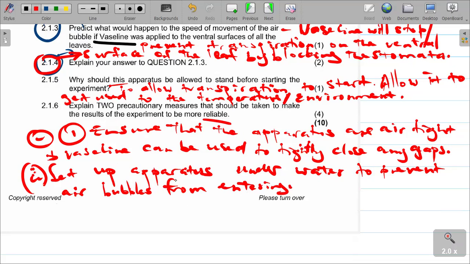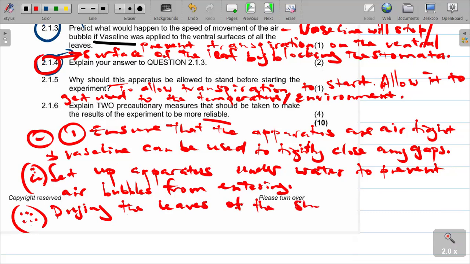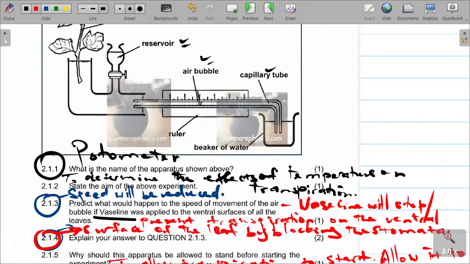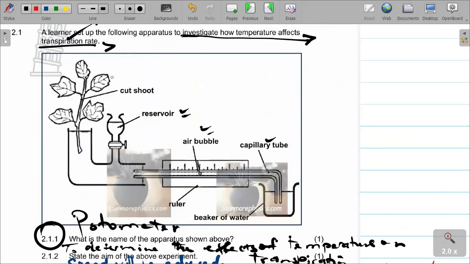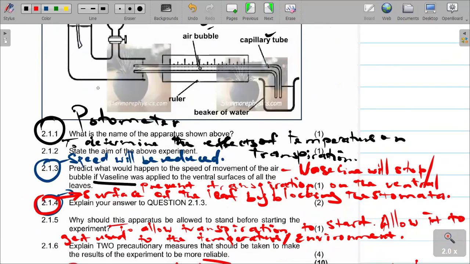We can also ensure that we dry the leaves of the shoot. The shoot that is being used, the leaves must be dry in order to ensure that the results are reliable.